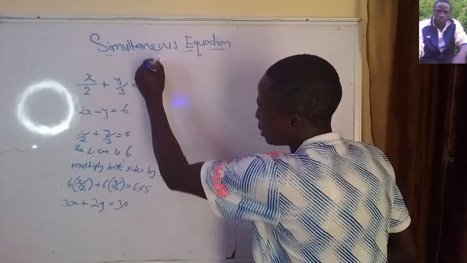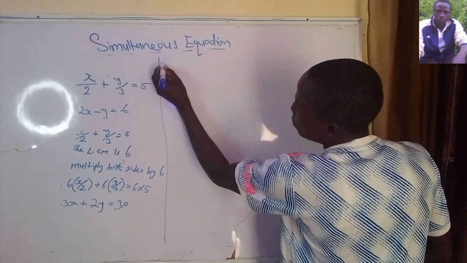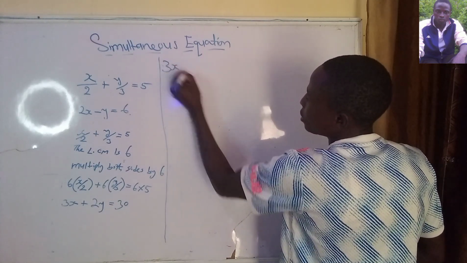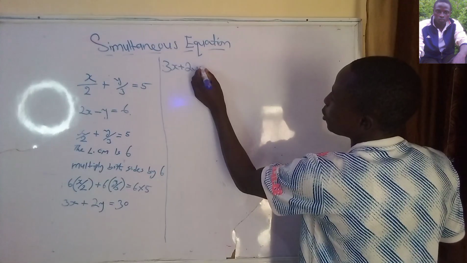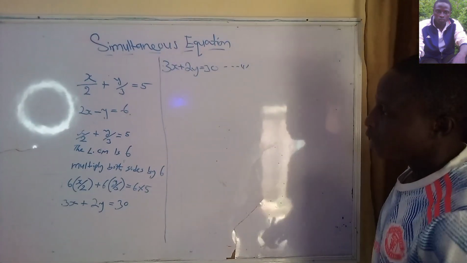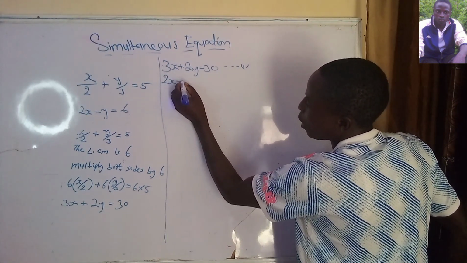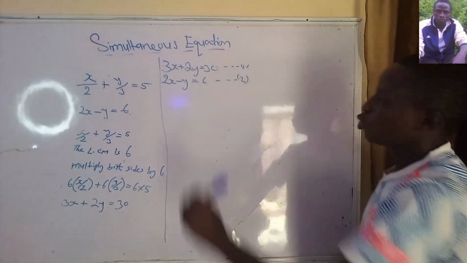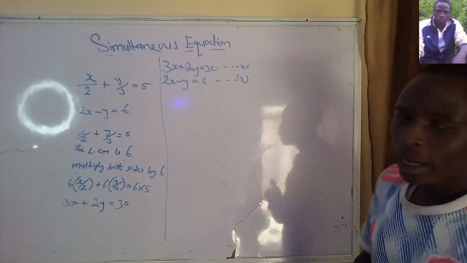Now, we have succeeded in forming a new equation, which is 3x plus 2y is equals to 30. We can call this one equation 1. Then our second equation is 2x minus y is equals to 6. This is our equation 2. What are we going to do now? Let's go for elimination method.